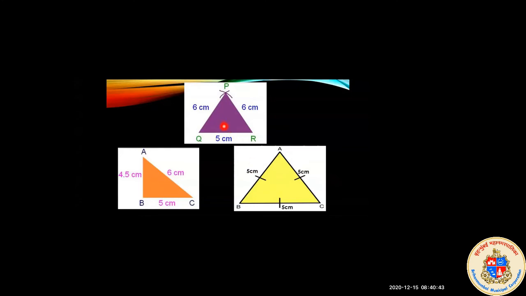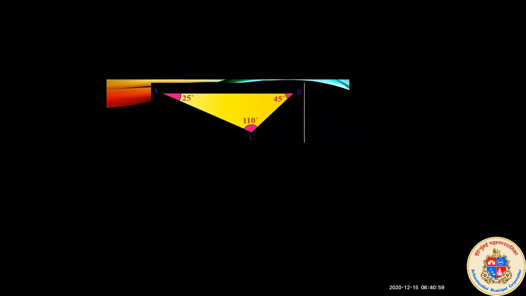So the first one was an isosceles triangle, the second was a scalene triangle, and the third one was an equilateral triangle. Now, more examples, more questions I'm going to ask. Now, there is a triangle ABC. Can you tell me which type of triangle it is? Now, you have to see the measurements of the angles and tell me which type of triangle it is.